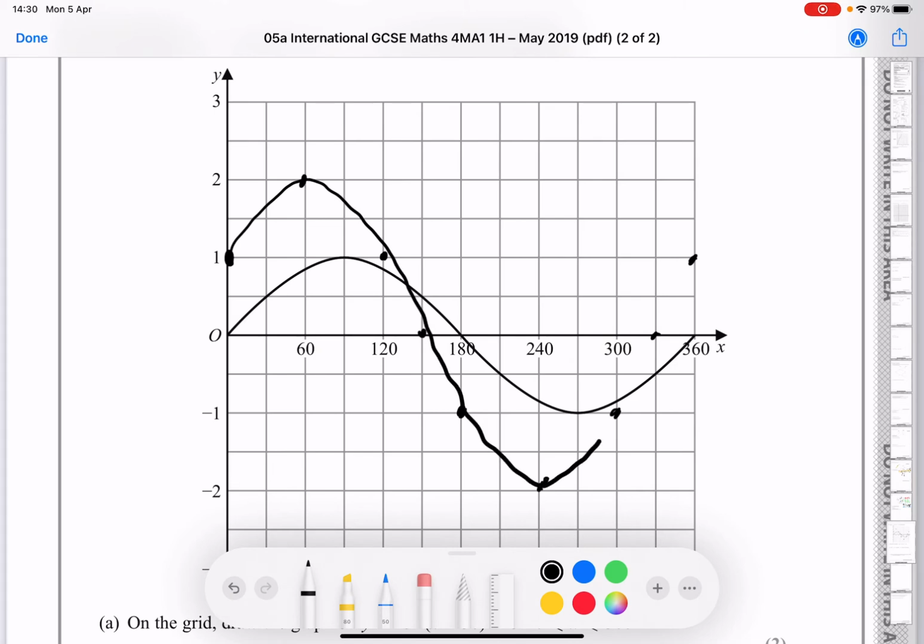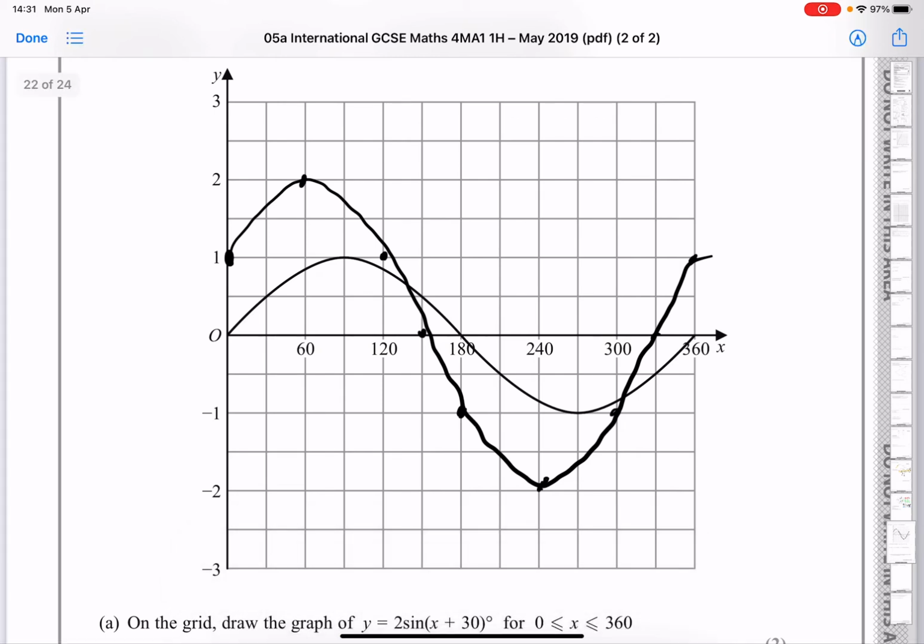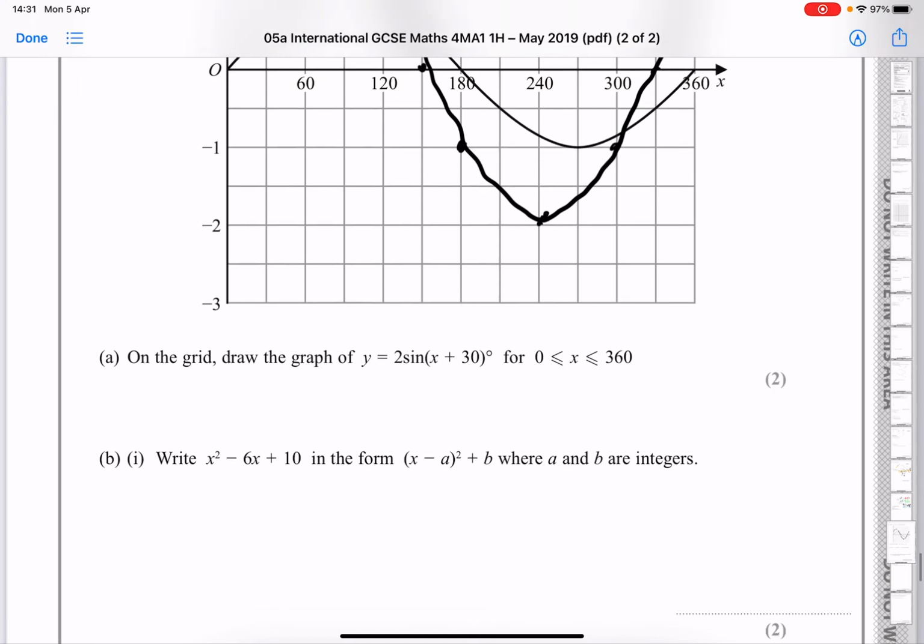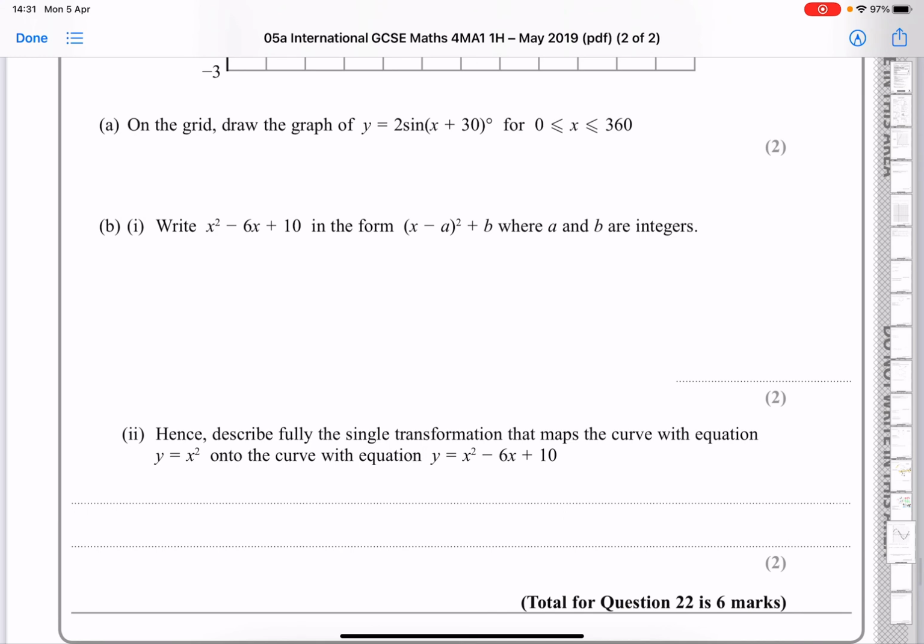Now, this is probably not the way that they intend you to do this question. I believe that this question is testing whether you can translate graphs. You can understand what timesing and dividing does. But we have an alternative method for this question, and we've completed it. Right. Part B has absolutely nothing to do with Part A.